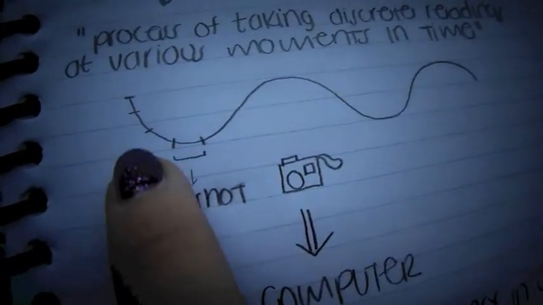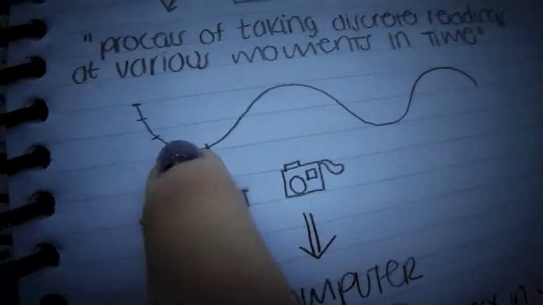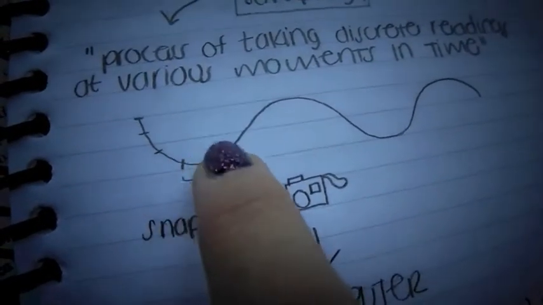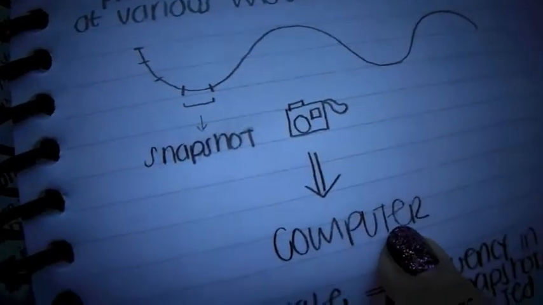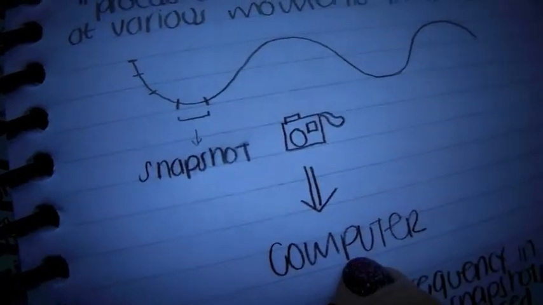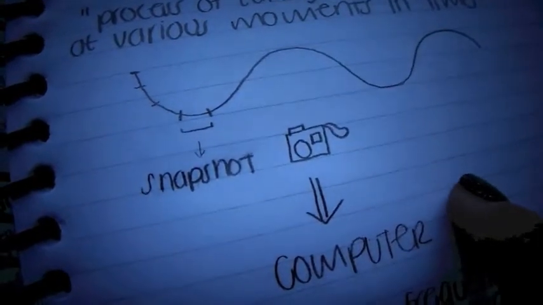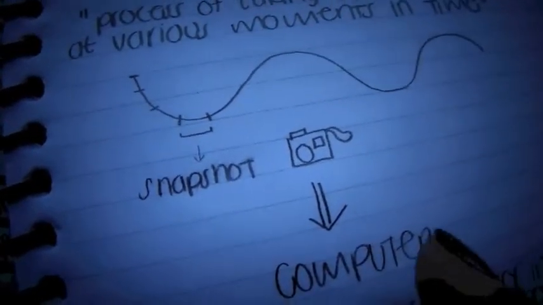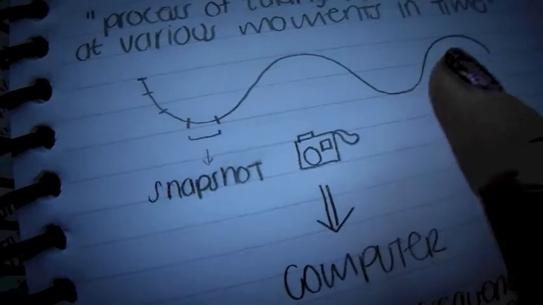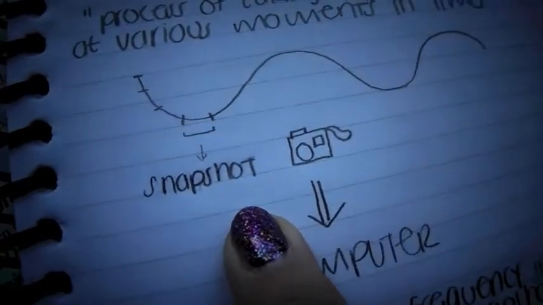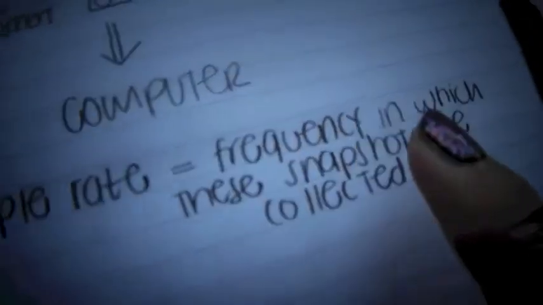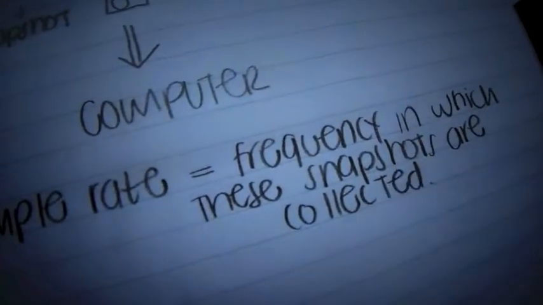So what we're doing is taking little pictures, or little pieces of the signal, and then taking them to the computer. And then what the computer does is just get together all of these snapshots and play them back, just like a film or a video. In conclusion, sample rate is just the frequency at which these snapshots are collected.